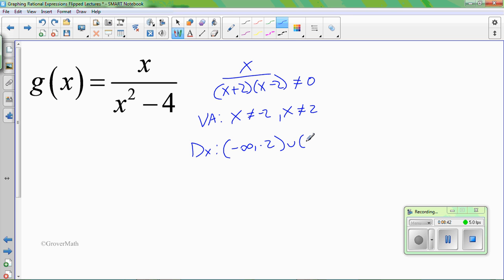Or negative 2 to 2, because x can be all the numbers between negative 2 and 2. It just can't be those two numbers. Or it could be all the numbers between 2 and infinity. And the nice thing about this is because we're dealing with asymptotes as kind of our key numbers here, it's always going to be parentheses. You're not going to have any brackets to deal with because it's parentheses for the infinity and it's parentheses for the asymptotes. So that's it. So let's move on.